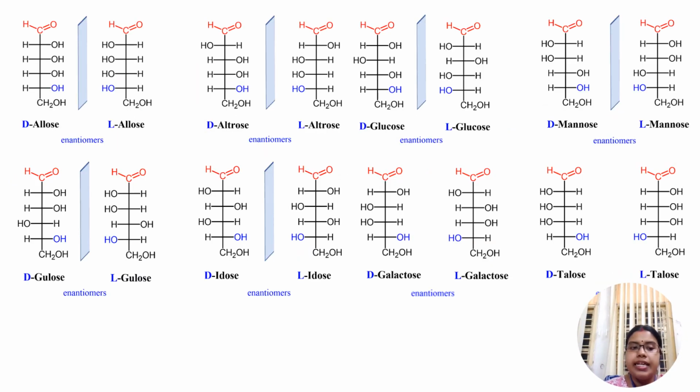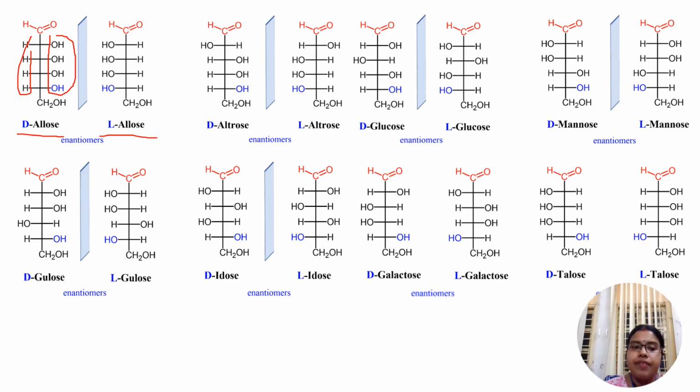Then all the D isomers, if we make a mirror image of all the structures, we will get the L isomers. So for the 8 D isomers, we will get 8 different L isomers. So the total number of stereoisomers is 16. If we consider D-allose, all the H are on the left and all the OH on the right. Just the mirror image of D-allose gives us L-allose.